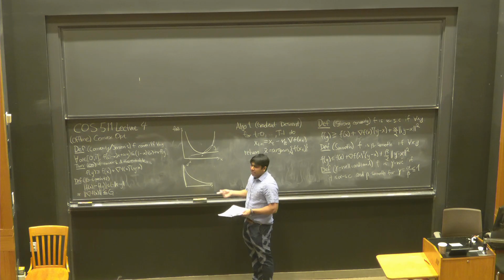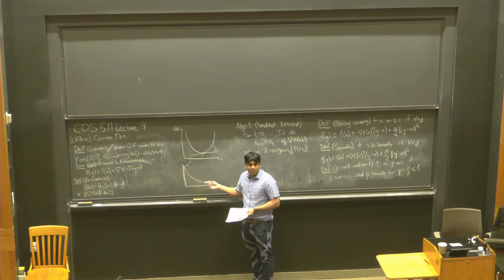If I take any 2 points, the line connecting them is above the curve, right? But gradient descent will not work on something like e to the minus x. Does anyone see why? Right, there is no minimizer. That's one. Right, that's the bigger issue.